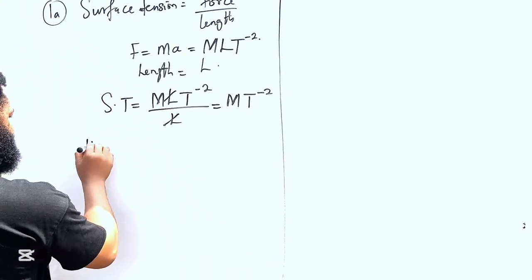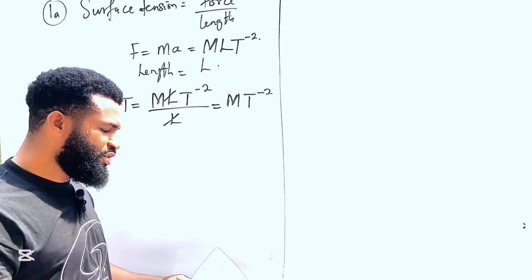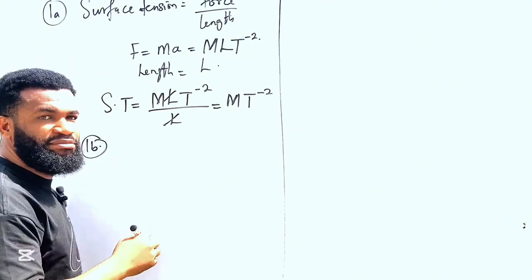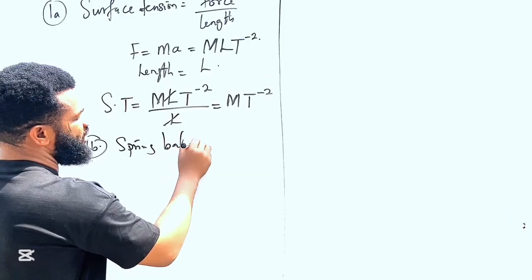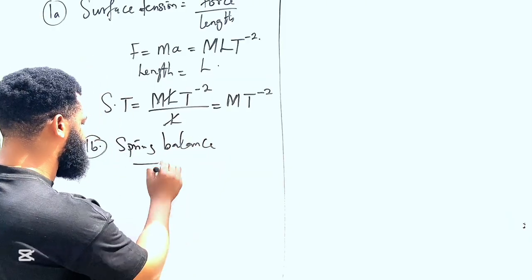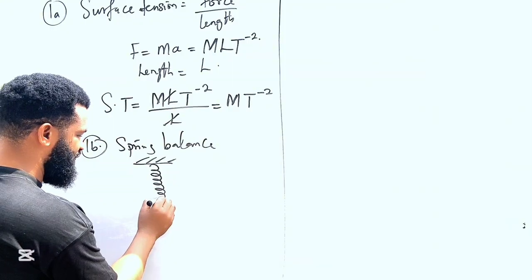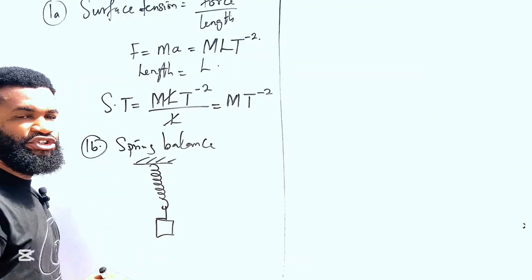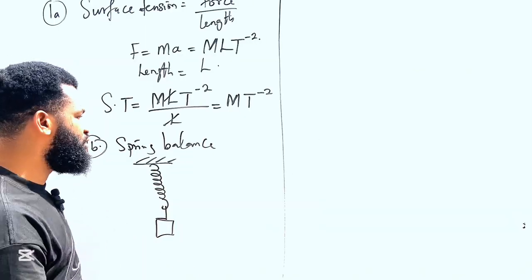So number 1B, we are asked to find the instrument used for measuring the force of gravity at a place. Force of gravity at a place can be measured using a spring balance. If you look at the spring balance, this is the spiral spring and a hook where you can hang the object. You use this to measure the force of gravity at a point.